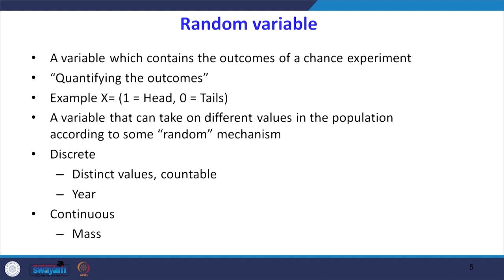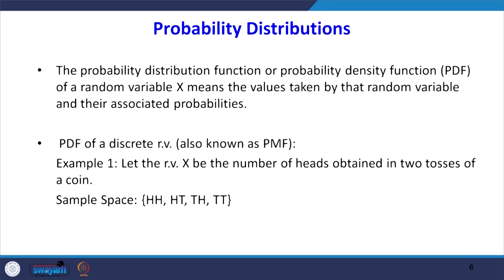A random variable can be discrete, with distinct countable values. For example, year is a discrete random variable. For example, mass is a continuous random variable. Then probability distributions. The probability distribution function or probability density function, PDF, of a random variable x means the values taken by the random variable and their associated probabilities.